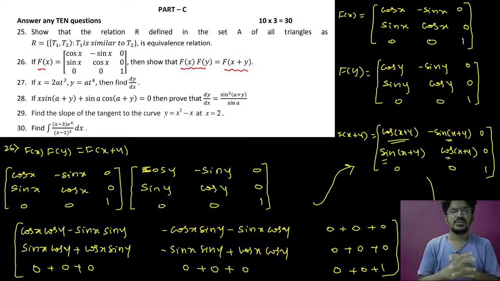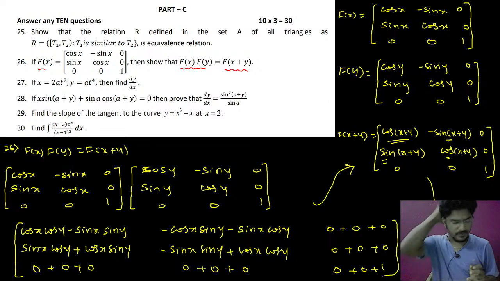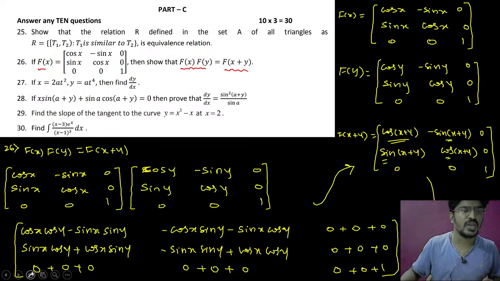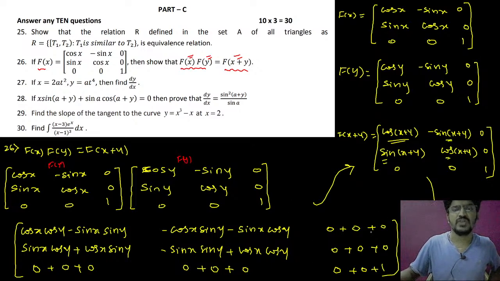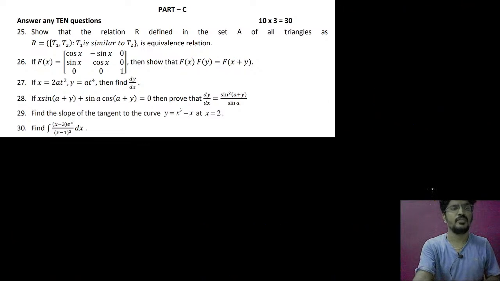Here be careful, sometimes you directly multiply cos x and the same f of x into the same f of x. Okay, don't do that. You have to write f of x, f of y and f of x plus y. Be careful. See, this is f of x, this is f of y, and by multiplying this we have got f of x plus y. Clear? So quickly give me thumbs, I can go for the next problem.